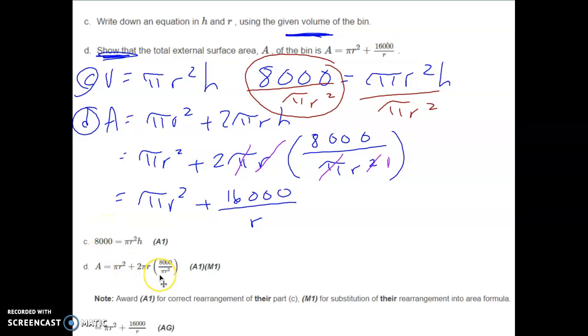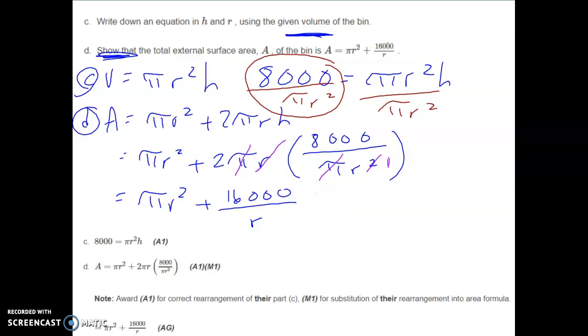point. Then they're going to give me 1 point for correctly rearranging part C. This step right here is worth 1 point where I solved for h, and then a method point for substituting that in. So a method point for this part, and then I'm going to end up with the final thing that I have here. Okay, so that's where my points are going to come from.